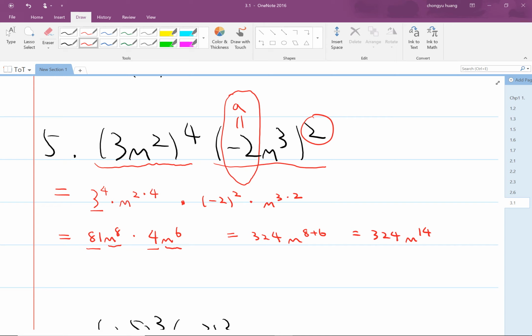Even though -2 is a negative number and not a positive number, over here -2 is actually a. The only requirement for a is that it is a real number, and real numbers include negative numbers and also positive numbers, right? So you guys know it.